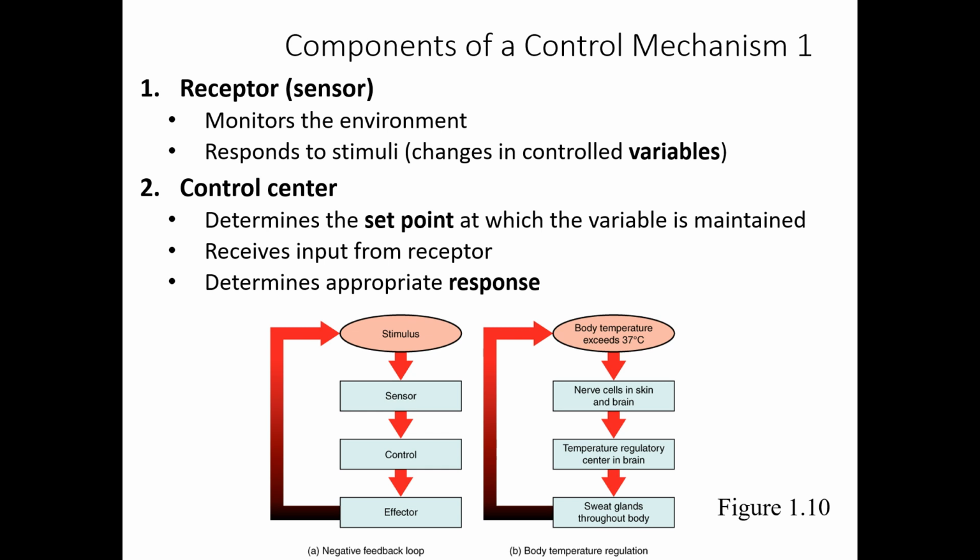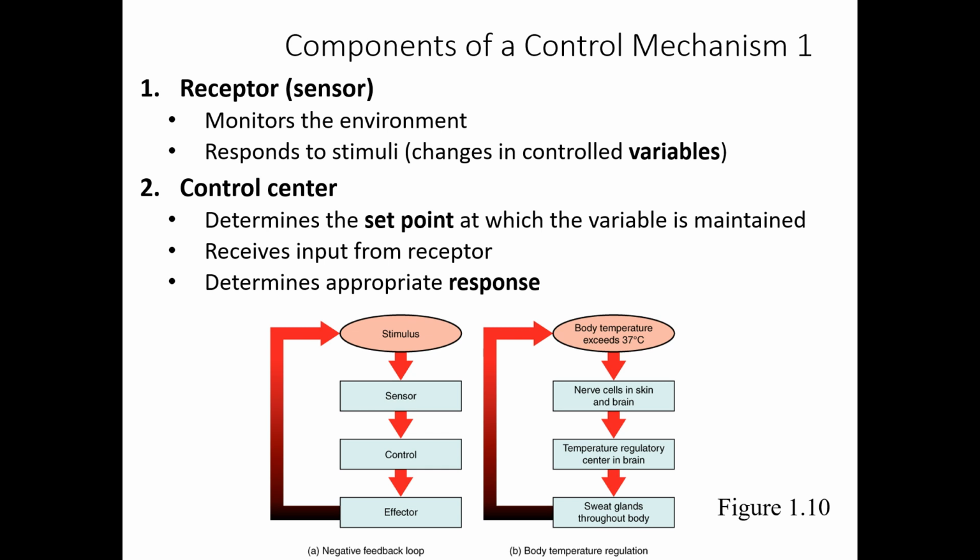So that control mechanism, negative feedback, has several components that you're supposed to know about. First of all, to return something to normal, we need to know that it's out of normal. If your body temperature goes too high, your brain needs to know about it. That's why all over the body we have receptors or sensors. They monitor the environment inside of the body and they respond to stimuli. If something changes, those controlled variables change, receptors respond to it by sending information into the control center.